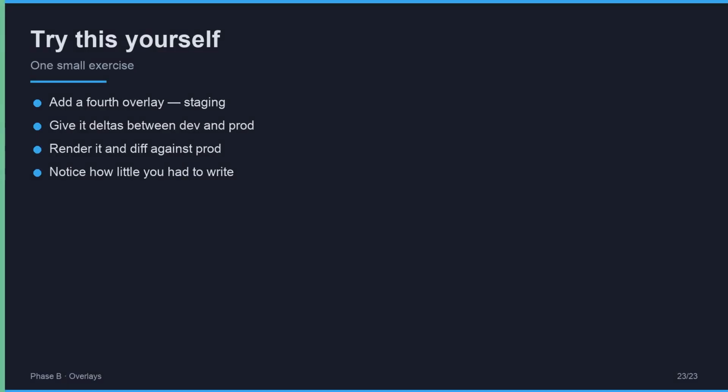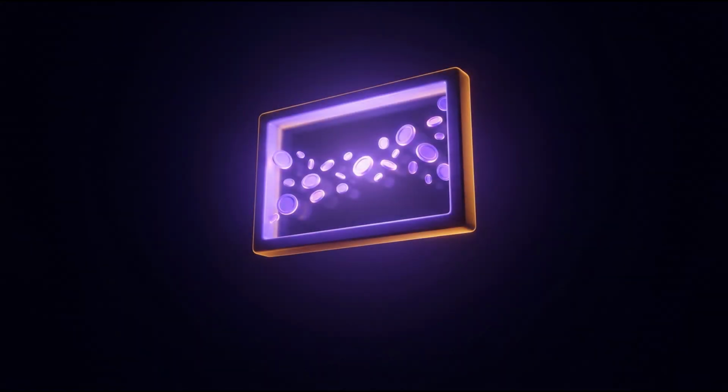A small exercise to cement it. Add a fourth overlay, call it staging. Give it deltas that sit somewhere between dev and prod. Render it, and diff it against prod. Notice how very little you had to write, just the deltas, because everything else is inherited from the base. That lightness is the whole point of overlays. Write the deltas. Inherit the rest.